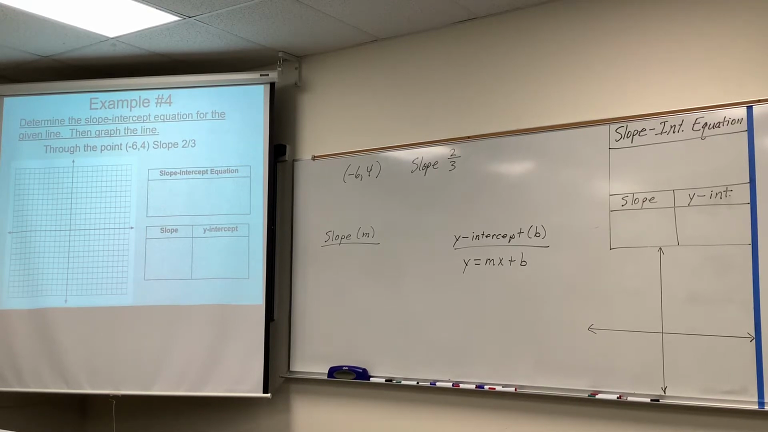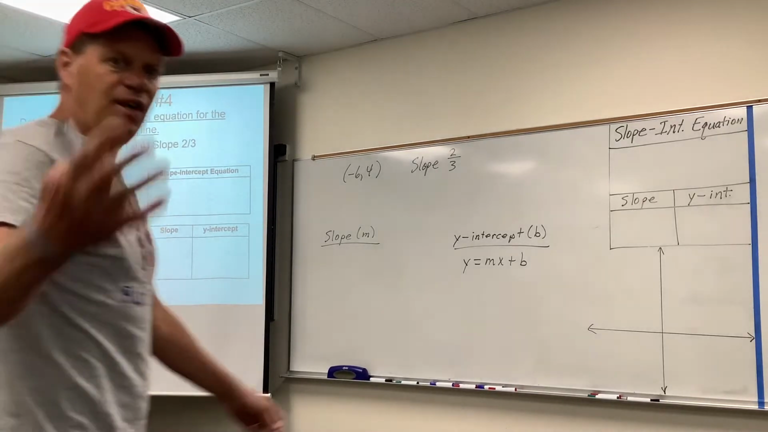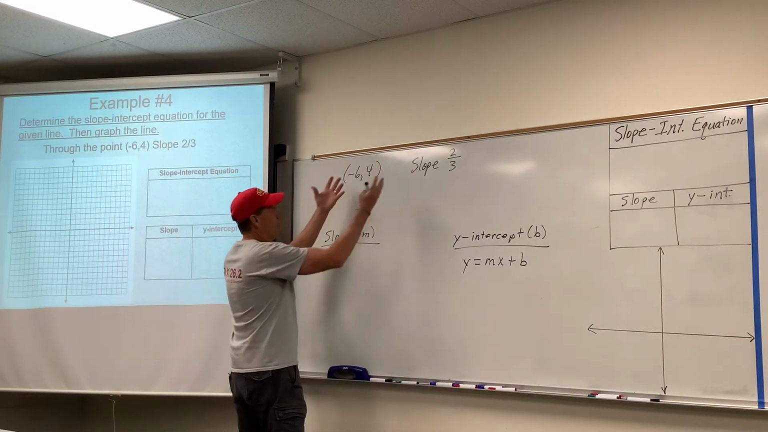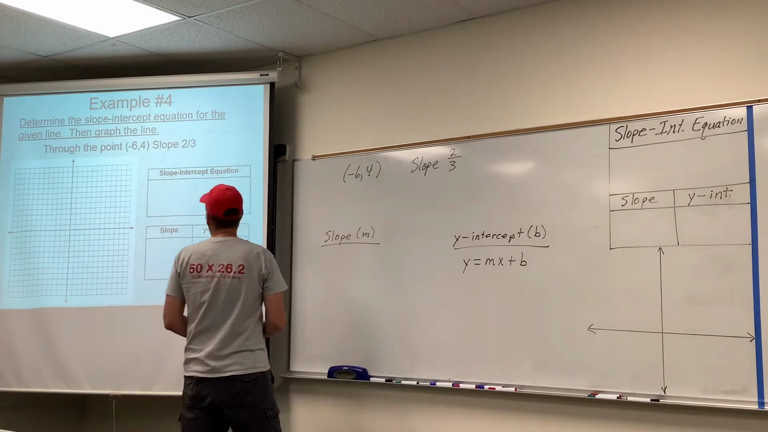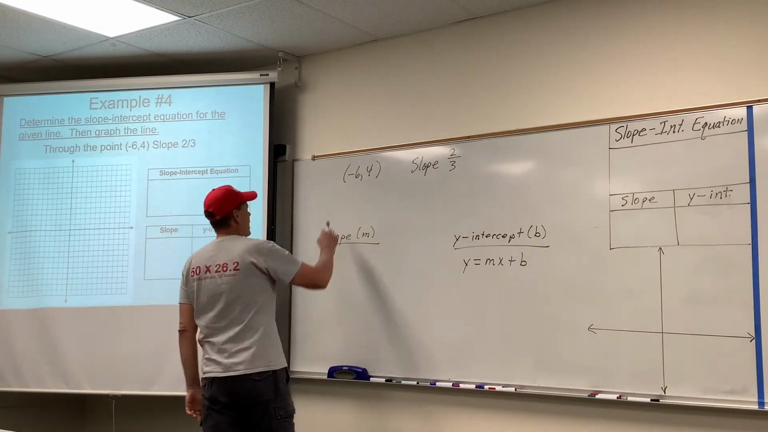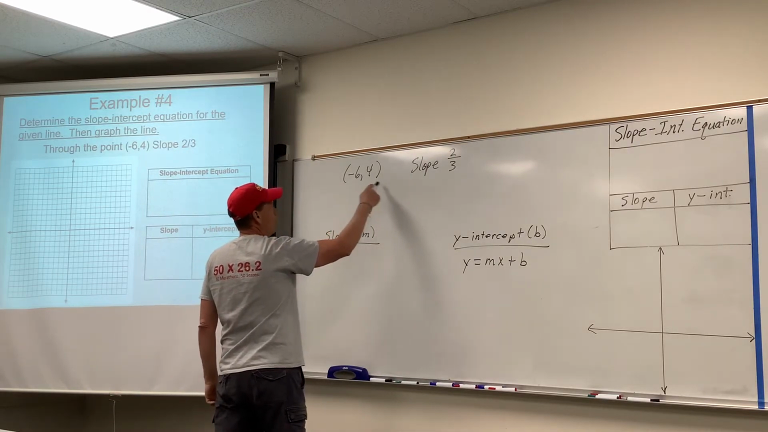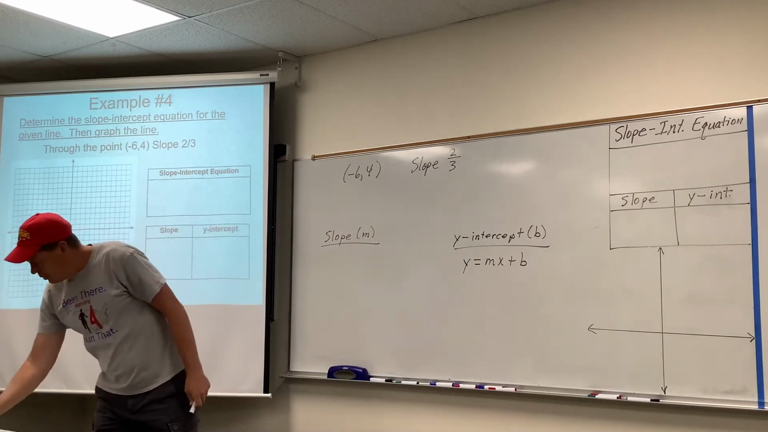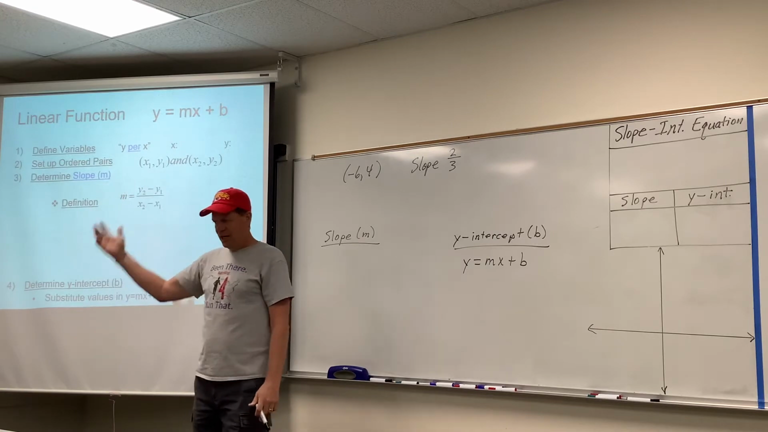Here we go, example number 4 on linear functions, assignment 19, folks. All right, build the equation of a line that satisfies the given information. We want this line to pass through the point (-6, 4) and have a slope of 2/3. So let's just go to the recipe here.